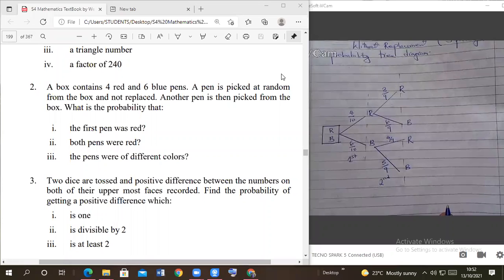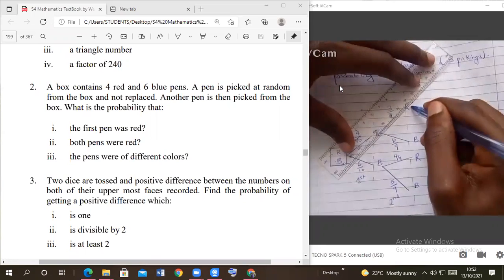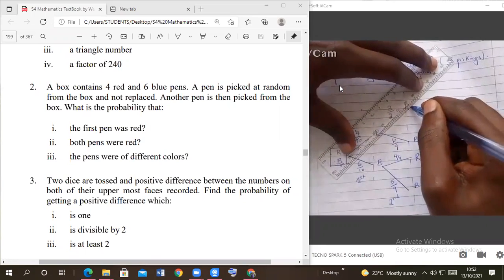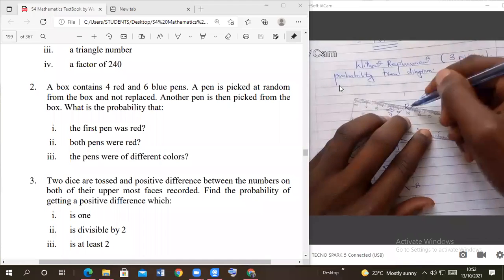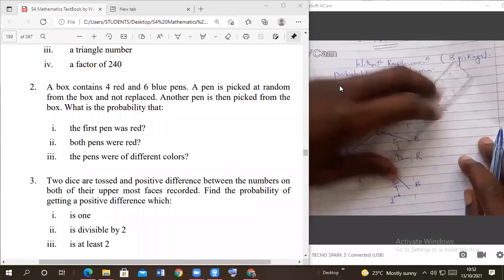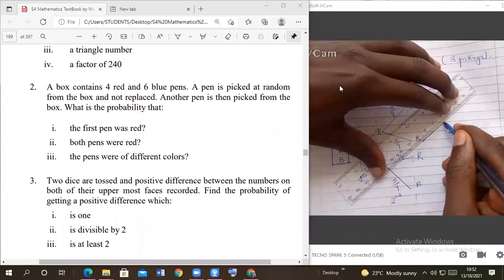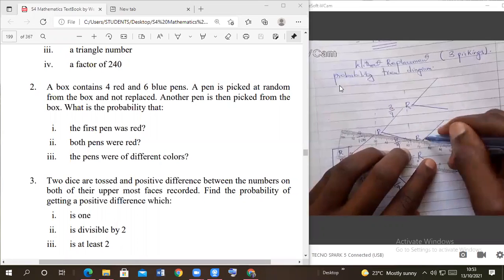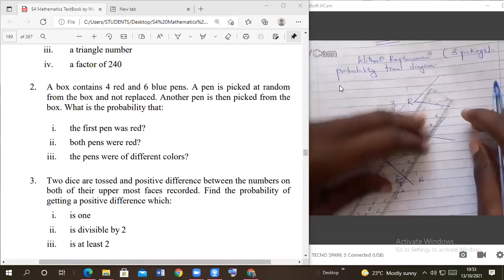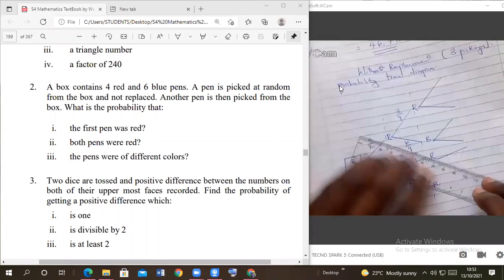Do we stop there? No. We continue, right? Because there were 3 pickings. Continue on each of them. And be smart when drawing this. Be smart, please. The more organized you are, the more accurate, the easier it is for you to follow your work.